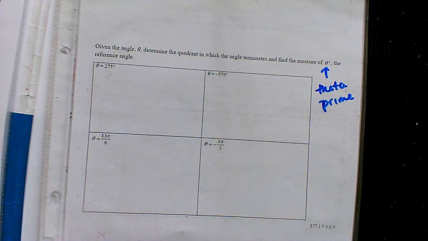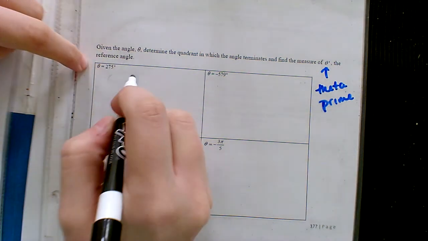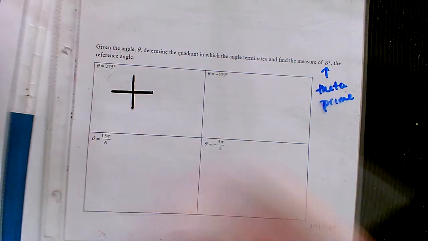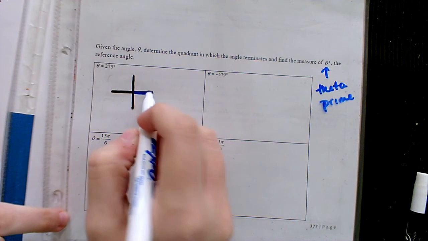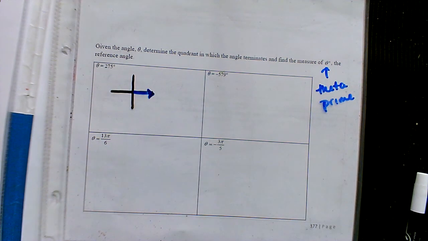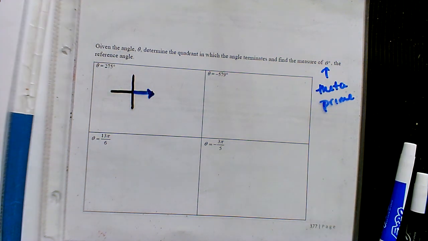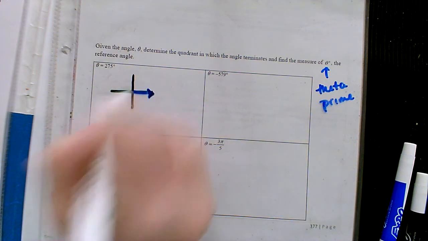All right, let's start with the first one. So we'll go ahead and draw in our coordinate system. We will label the initial side, that positive x-axis. And we're going to draw our arrow of rotation, 275 degrees.